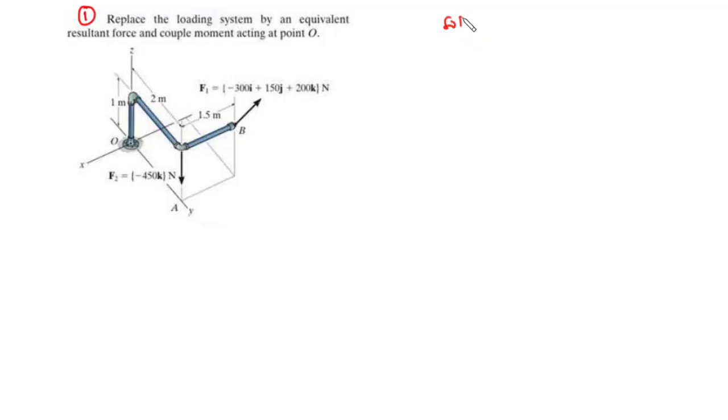So we have F1 as negative 300i plus 150j plus 200k. And then we have F2 also to be negative 450k. And we don't have any couple moment M, so that is 0. Now, having done this, the next thing we are going to do is to replace the force and couple moments with an equivalent system. First of all, we are going to deal with the forces. So let's find the resultant force.